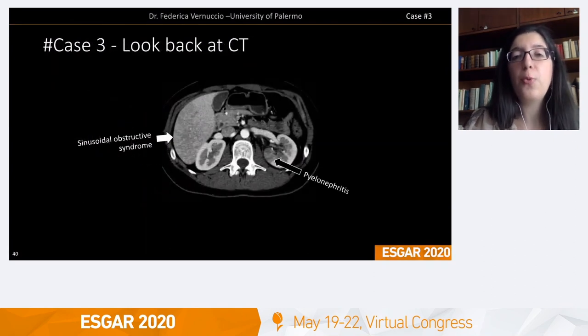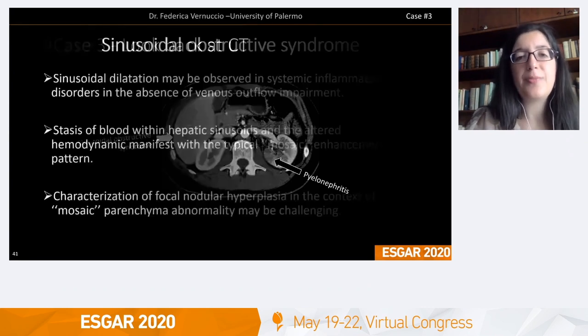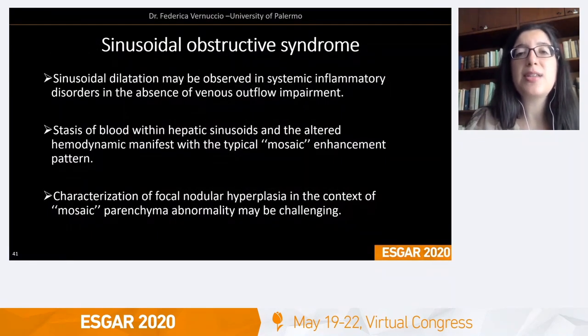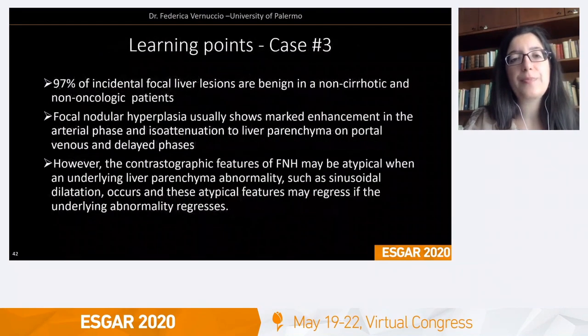I know that all of you will have seen something strange occurring in the liver, and that was a mosaic appearance, very common for sinusoidal obstructive syndrome, and a focus of pyelonephritis in the kidney. And these two are related. Indeed, sinusoidal dilatation may be observed in systemic inflammatory disorder in the absence of any venous outflow impairment. The stasis of blood within hepatic sinusoids will give the mosaic appearance, and this mosaic appearance may alter the normal appearance of focal liver lesions, including focal nodular hyperplasia.